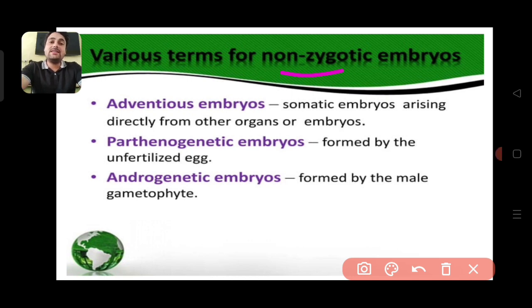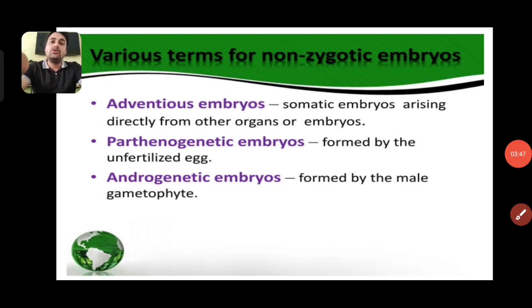First one is the adventitious embryo, a somatic embryo arising directly from other organs or embryos. We can call it an adventitious embryo. Second one is the parthenogenetic embryo, formed by the unfertilized egg. If an unfertilized egg is creating an embryo, we can call it a parthenogenetic embryo. Now what's the androgenetic embryo? This can be formed by the male gametophyte. The male gametophyte can also create an androgenetic embryo in the term of non-zygotic embryos.